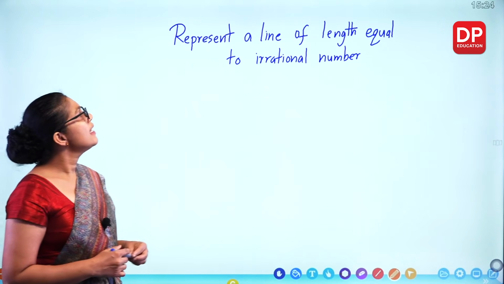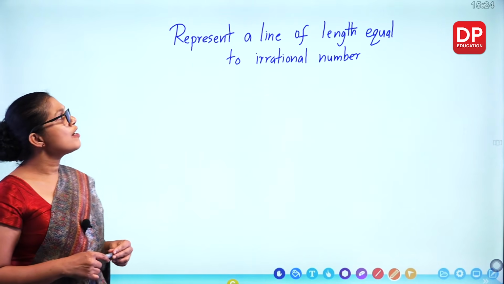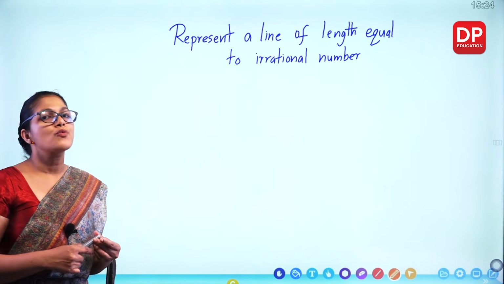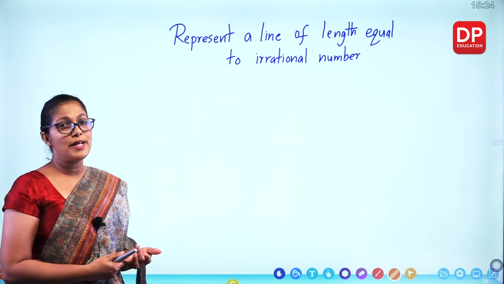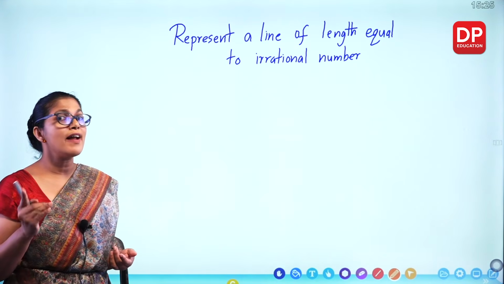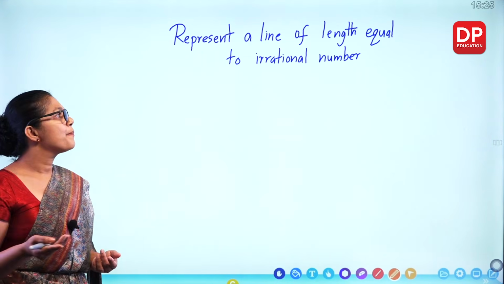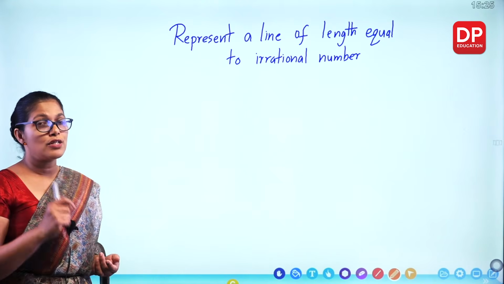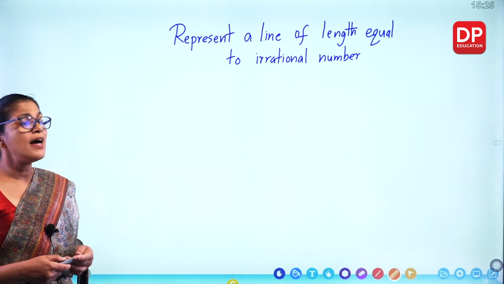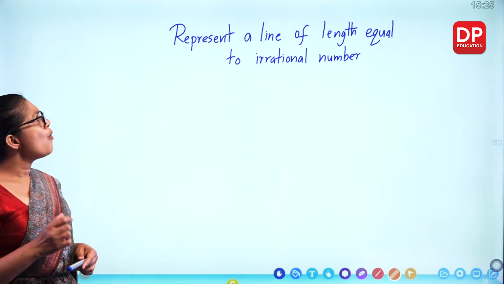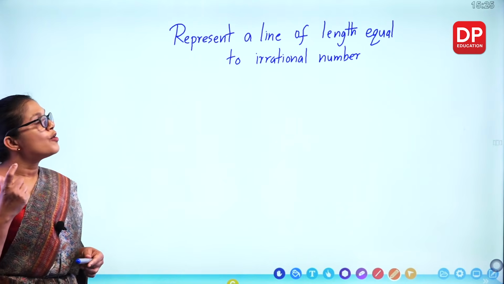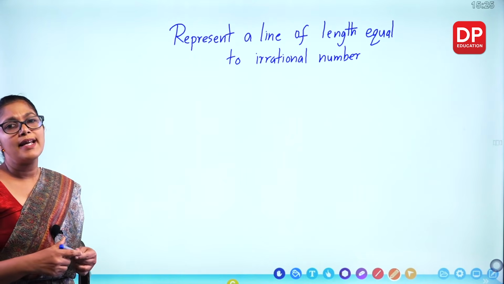Now we'll see how we can represent a line of length equal to an irrational number. So we found square root of 2, square root of 3. What about square root of 4? Square root of 4 is 2. That's not an irrational number. That's a whole number, so that's a rational number. Square root of 5, square root of 7, those are irrational numbers. How can we represent that value using a line?